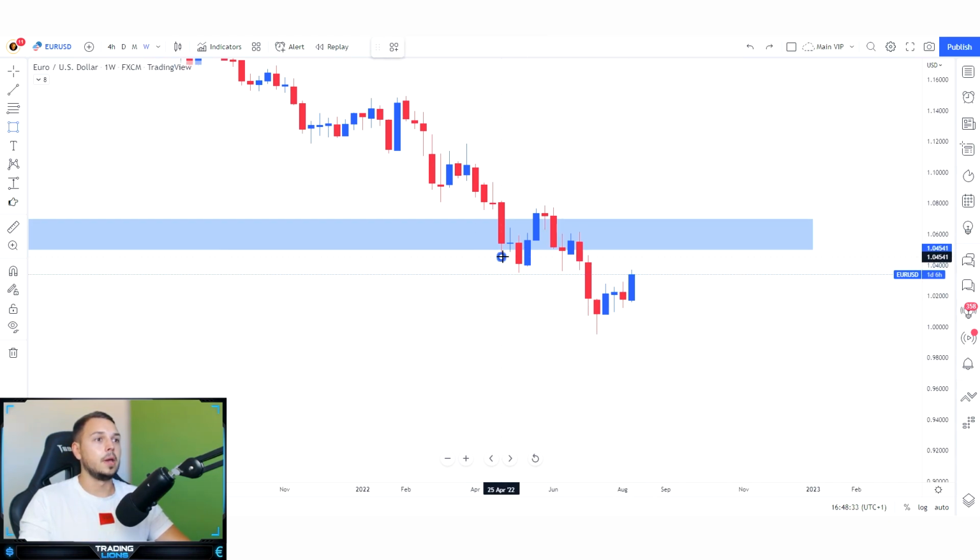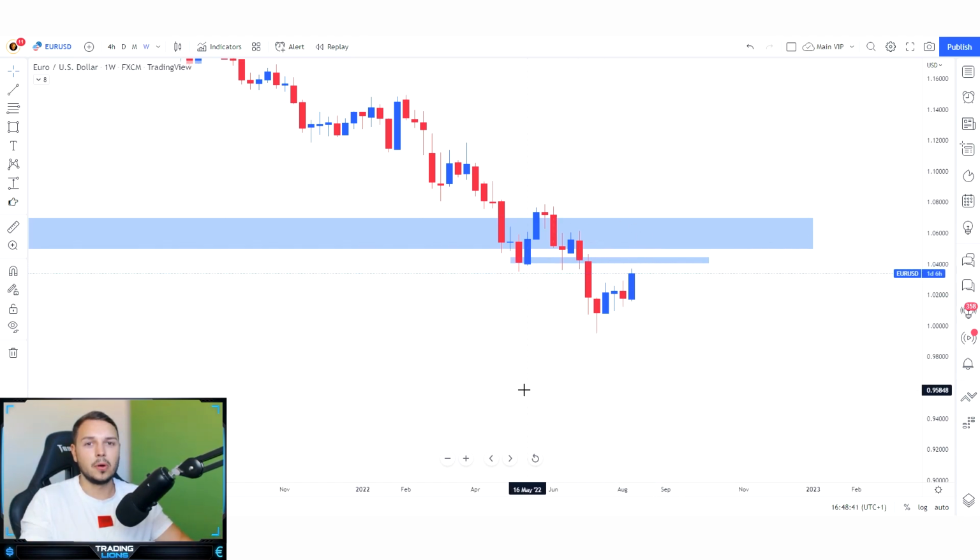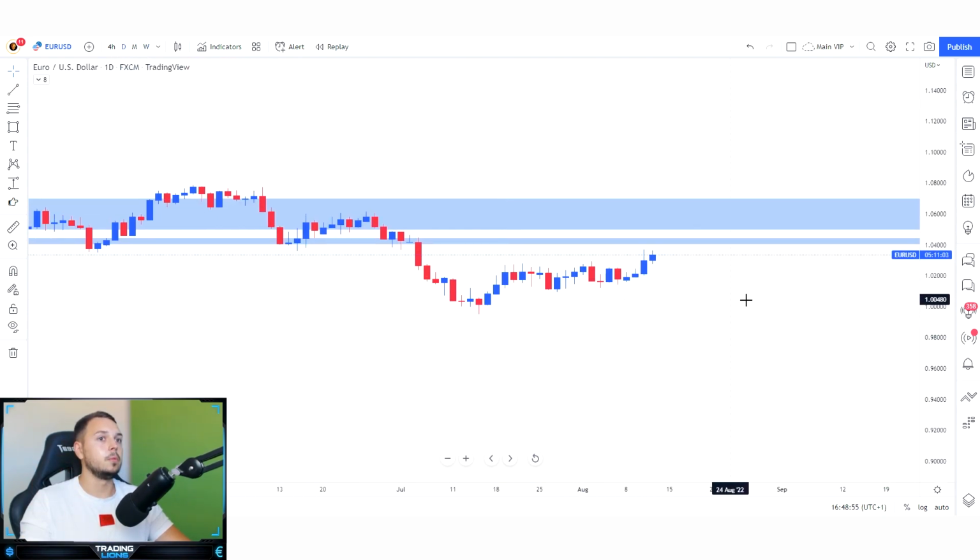So sometimes I recommend maybe you can mark this area zone just to know where this weekly area level is. You don't have to. I don't do it myself because I've been trading for a very long time. But for beginners, I recommend doing it. It's good practice. Let's go to the daily time frame, see what's happening.